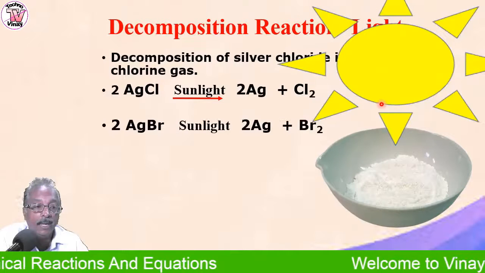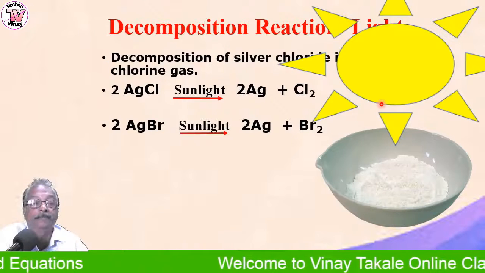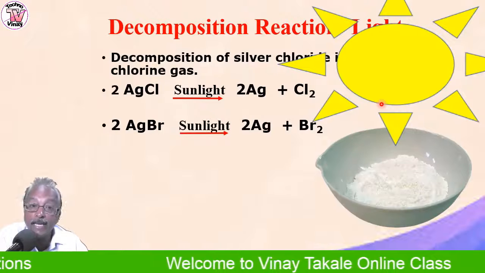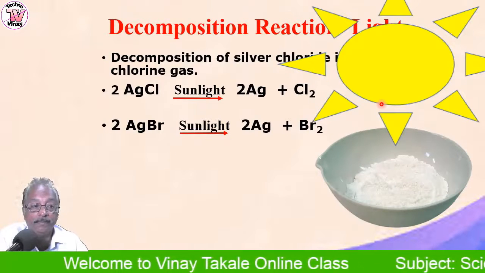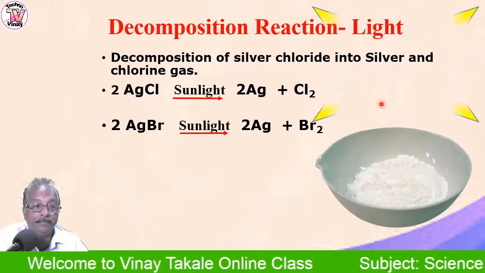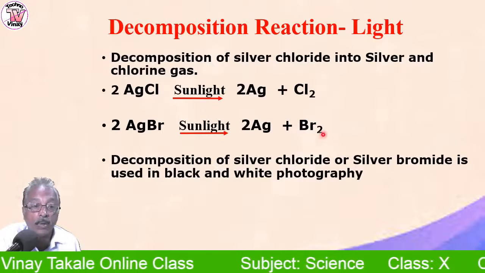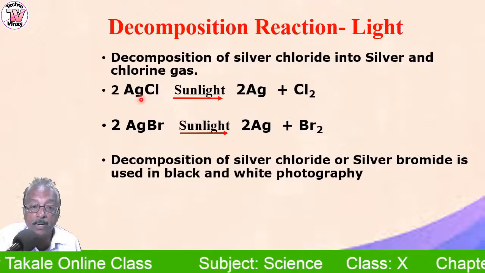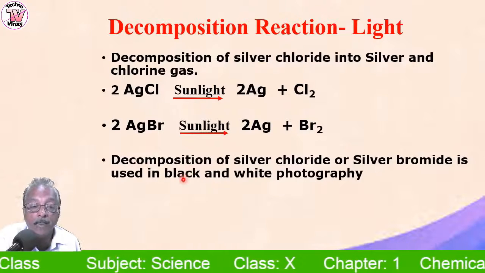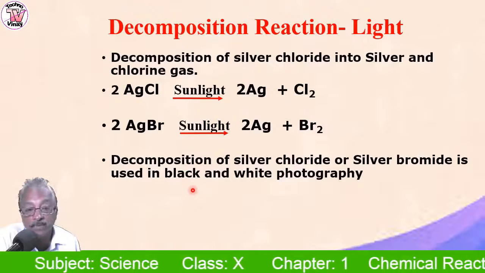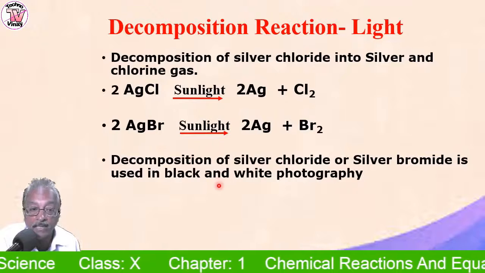Similarly, AgBr, silver bromide. So both silver chloride and silver bromide, when they are exposed to sunlight or in the open, they will undergo decomposition. Followed? So decomposition of silver chloride, that is AgCl and AgBr, they are used in black and white photography. Earlier those films were there, and normally silver chloride and silver bromide were used for those films.